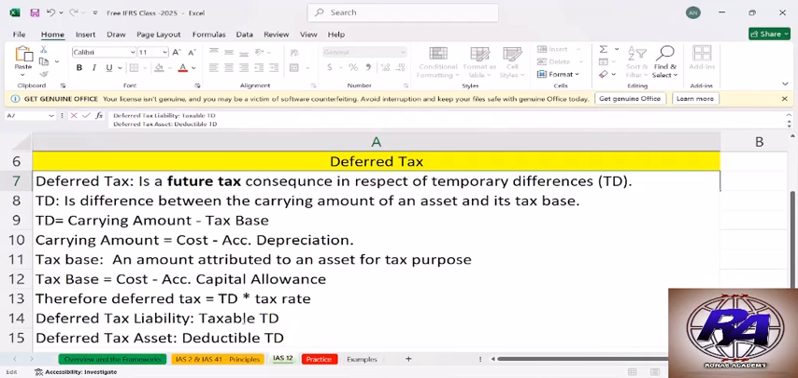So I think you need to take your time and digest some of these formulas. Okay, you need to take your time and digest these formulas. Now, under what circumstance do we get taxable temporary difference?